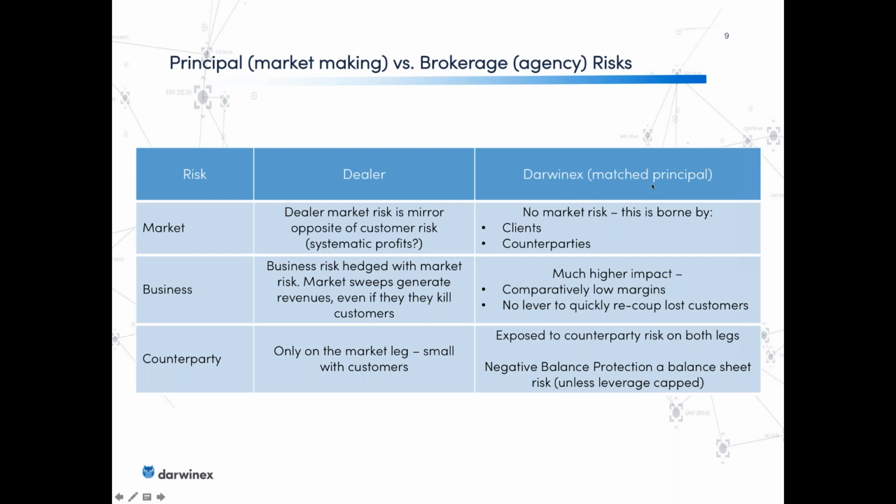From our standpoint, as a pure broker or a match principal broker, we don't have a market risk. As I mentioned before, in the case of Steve against Goldman Sachs, we don't necessarily care firsthand if it's Steve or Goldman Sachs who wins. We just fetch our commission and then we're done. That's a first order effect.